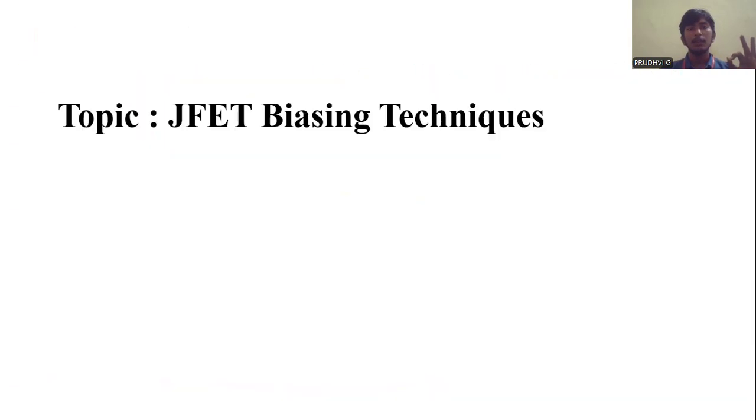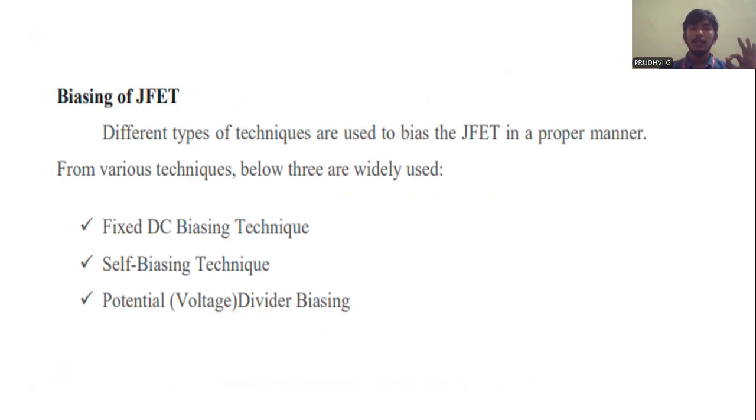And we have covered the fixed DC biasing technique, the self biasing technique, and the potential divider biasing technique. Obviously, the potential divider biasing is done by using two resistors which are in series with each other and parallel to the source resistor. And that's that.